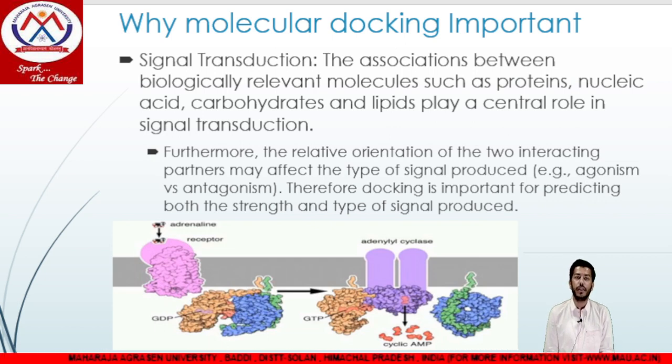Here we see in this slide the adrenaline receptor. The adrenaline drug binds with its receptor, known as the adrenaline receptor, and GDP is converted into GTP, that is the diphosphate is converted into a triphosphate, and then the adenylate cyclase enzyme acts and cyclic AMP is produced.